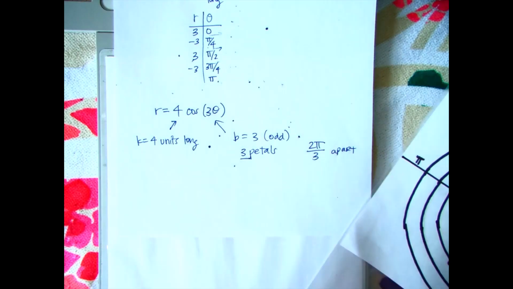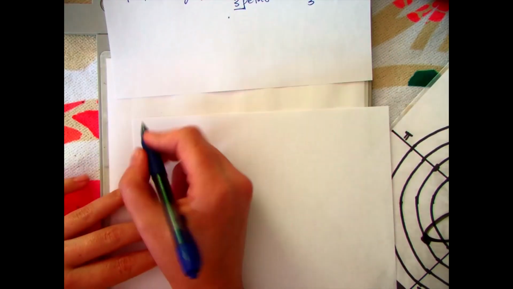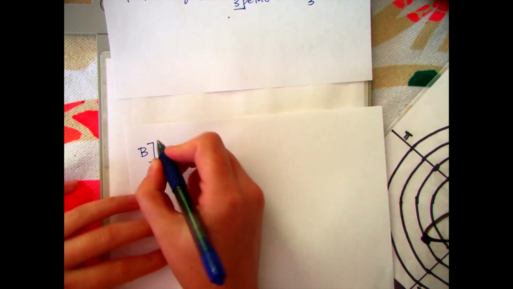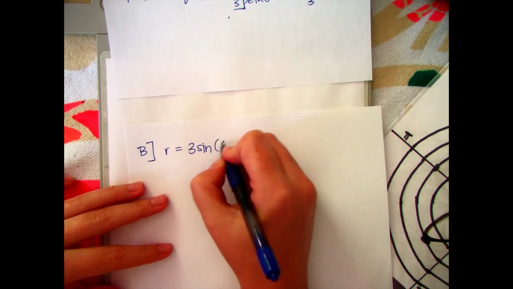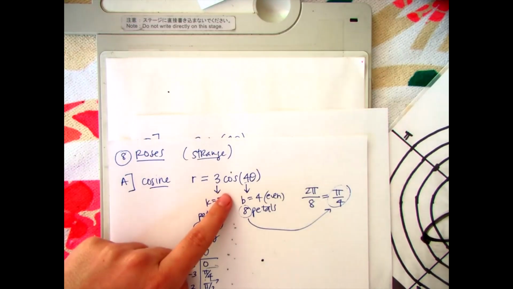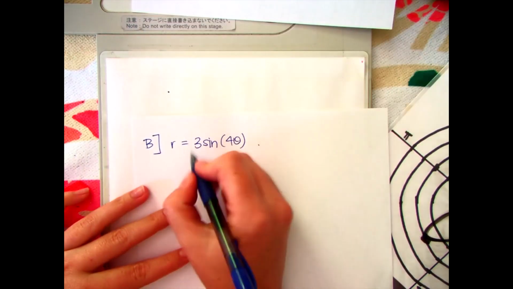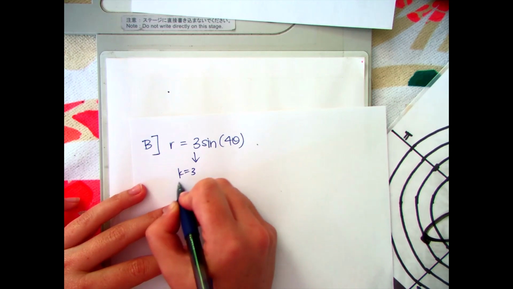So next, final thing, the last 2 graphs are sine roses. Sine roses are a little weird. So I'm going to start with 3 sine of 4 theta, which is really similar to the 3 cosine of 4 theta. So again, k is 3, so each petal is 3 units long.